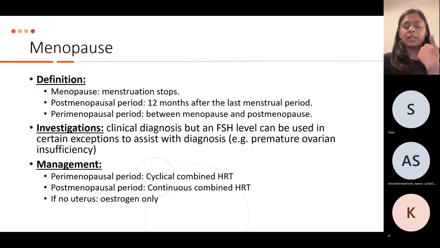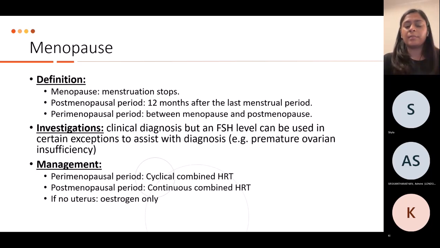So just some important things. Menopause is when menstruation stops. Someone is considered postmenopausal only 1 year after her last period. And if you're perimenopausal, it's between menopause and postmenopause, which is hopefully obvious. It's a clinical diagnosis, and very rarely people use an FSH level to assist with diagnosis, and that's usually in younger women who show signs of possible premature ovarian insufficiency.